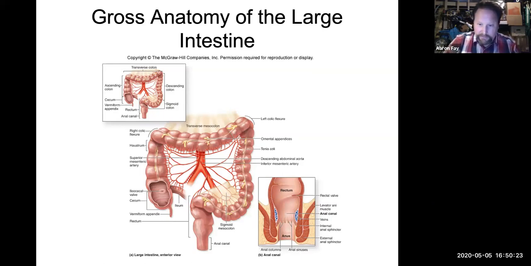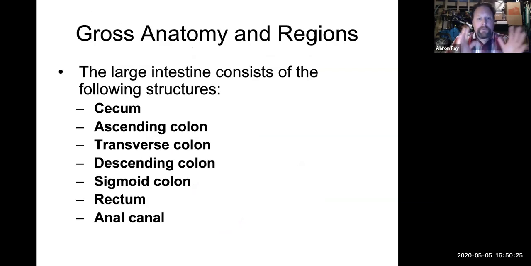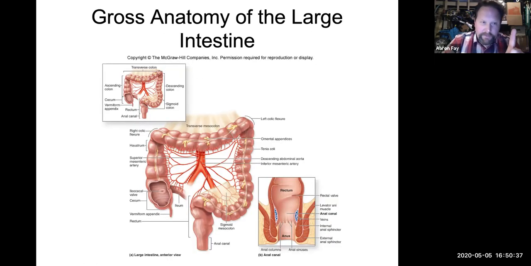Okay, moving on, right? Regions of the large intestine: cecum, to the ascending colon, to the transverse colon, to the descending colon, to the sigmoidal colon, to the rectum, and then to the anal canal. One thing I want to remind you, one thing to think about, you can memorize this stuff, but if you think about it, it makes your life easier.